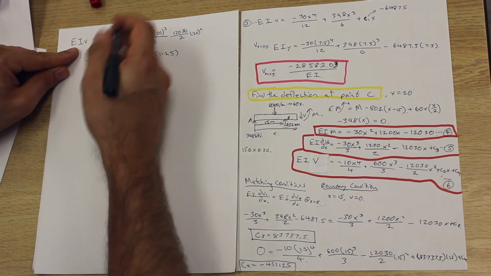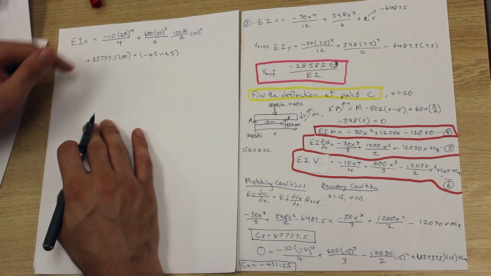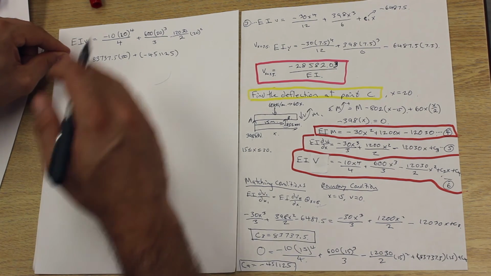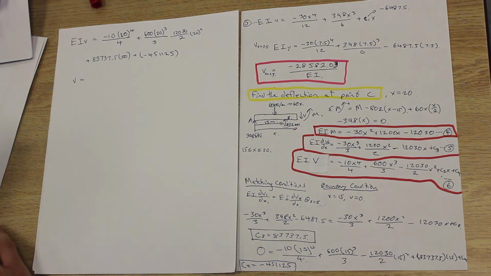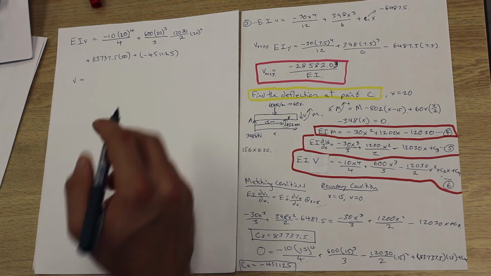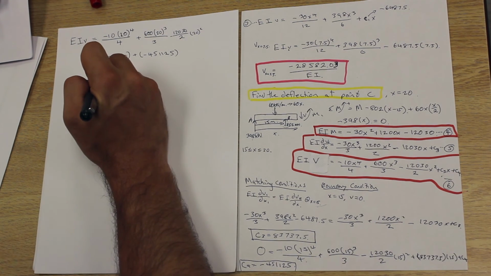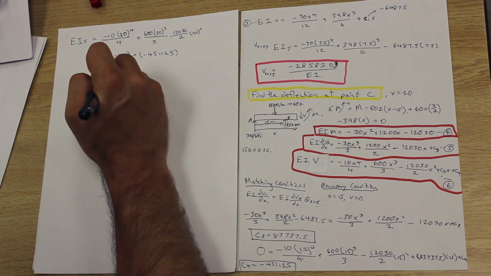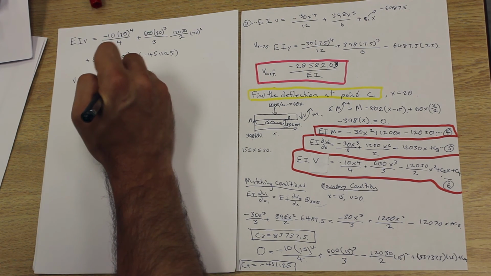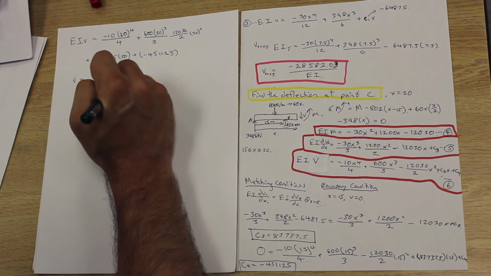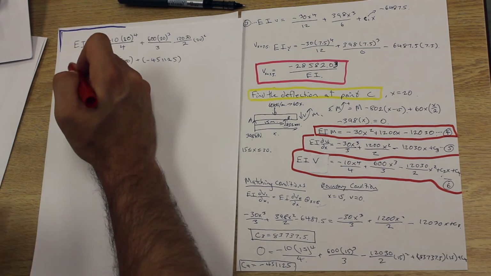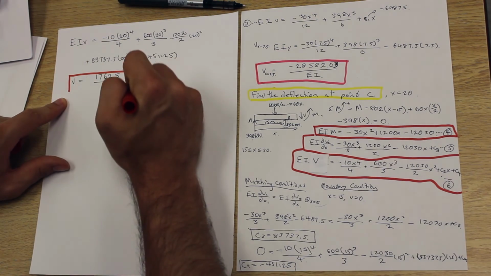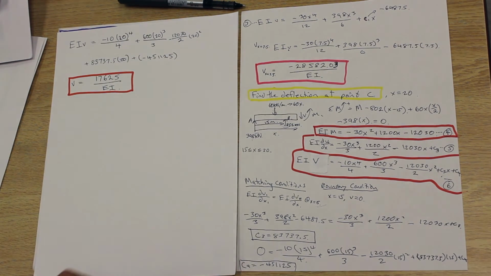Let's do it. Just plug all that into your calculator. I'm not going to go through each step as the video will take too long, but just go ahead and do that. And at the end, we can come to the conclusion that V at x equals 20 is equal to 17,625 over EI.